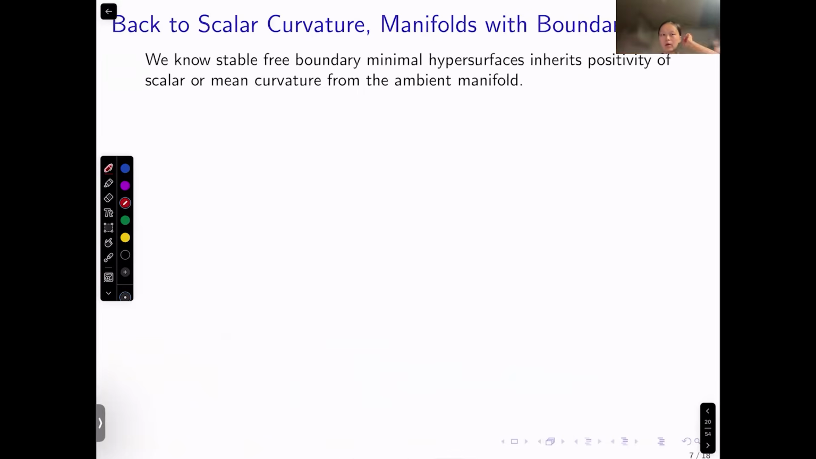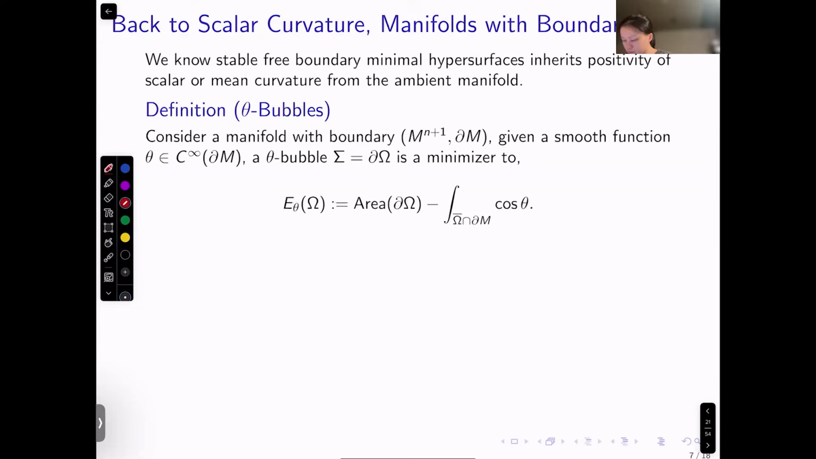In the same way as in the case of a manifold with boundary, you can find free boundary minimal hypersurfaces, and they inherit the PSC and also the mean convex property from the ambient manifold. We've seen that in the first slide, but you cannot always find stable free boundary minimal hypersurfaces. The analogous generalization in this case is called the theta bubble, where you don't put the potential on the interior, but you put the potential on the boundary.